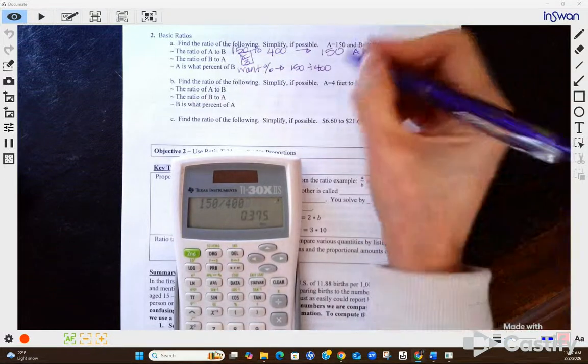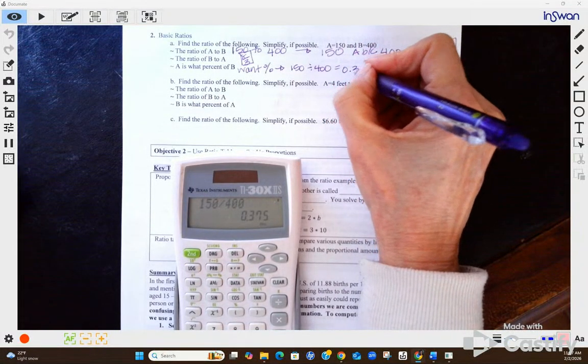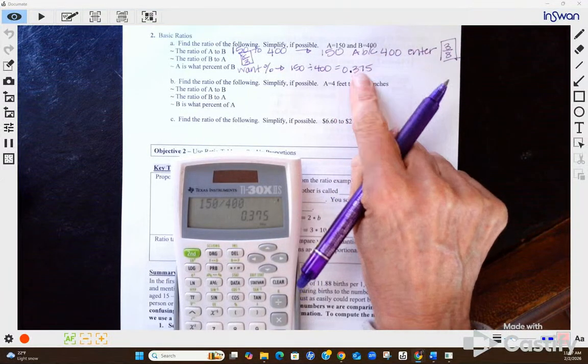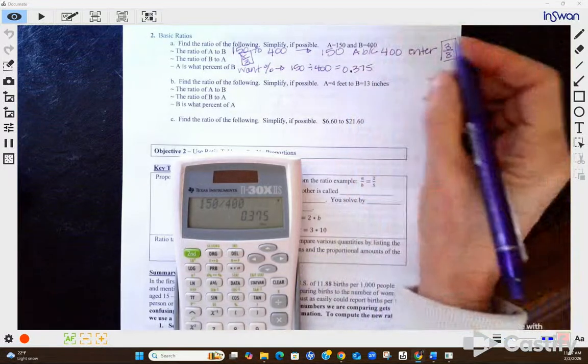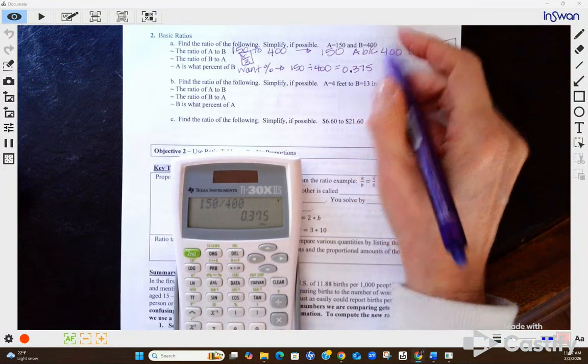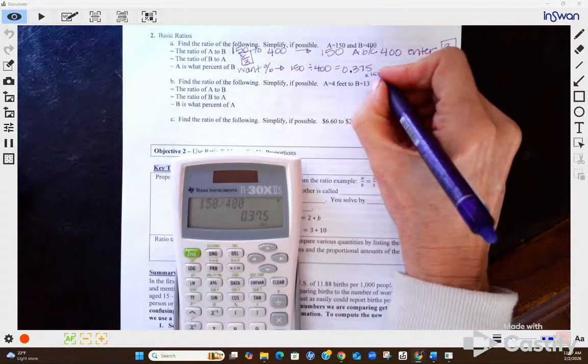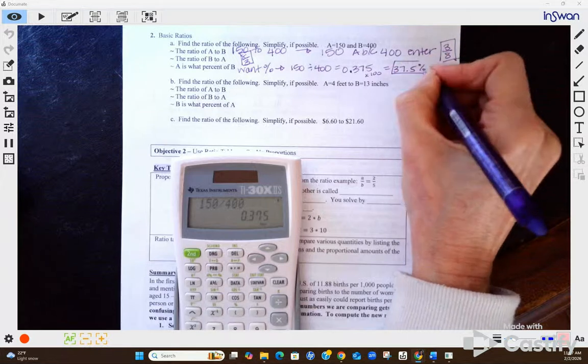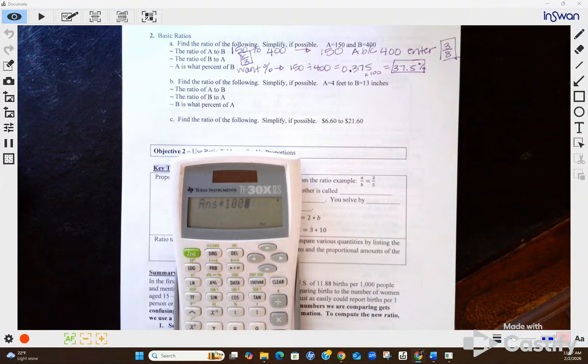Hit enter. It gives you the decimal 0.375. To convert this decimal to a percentage, you can either multiply by 100 or move the decimal 2 places to the right. So if you multiply times 100, you get 37.5%.